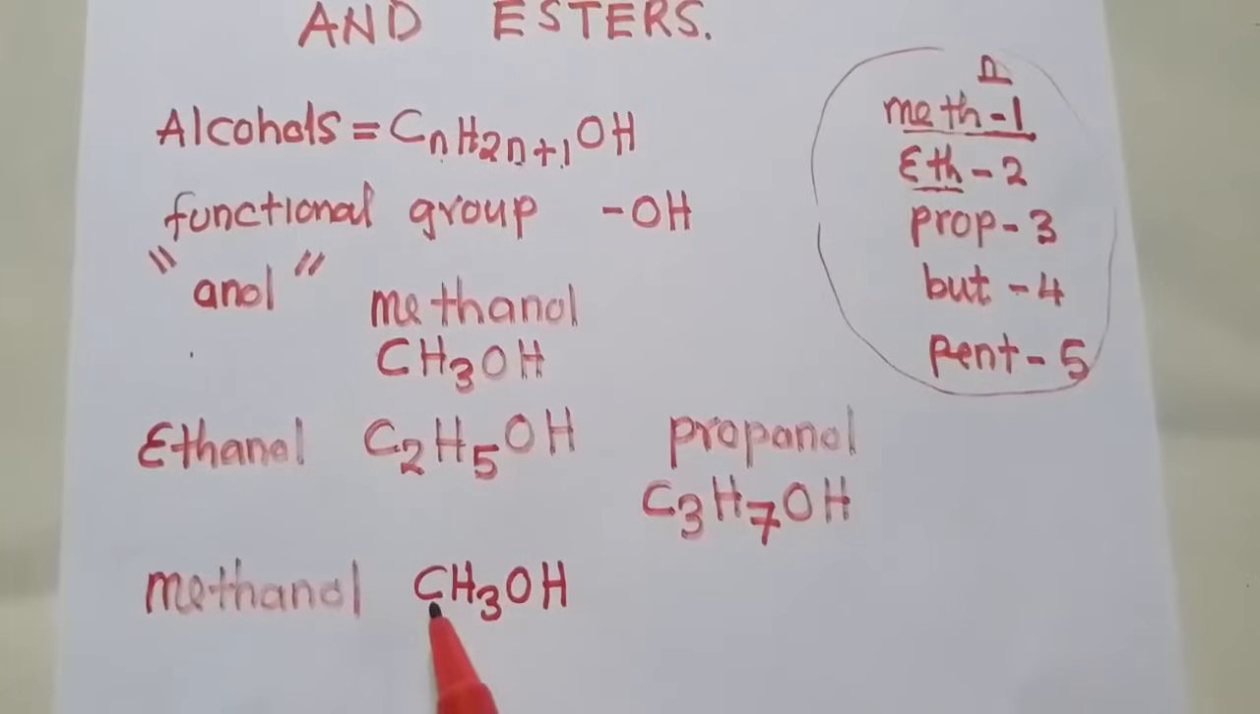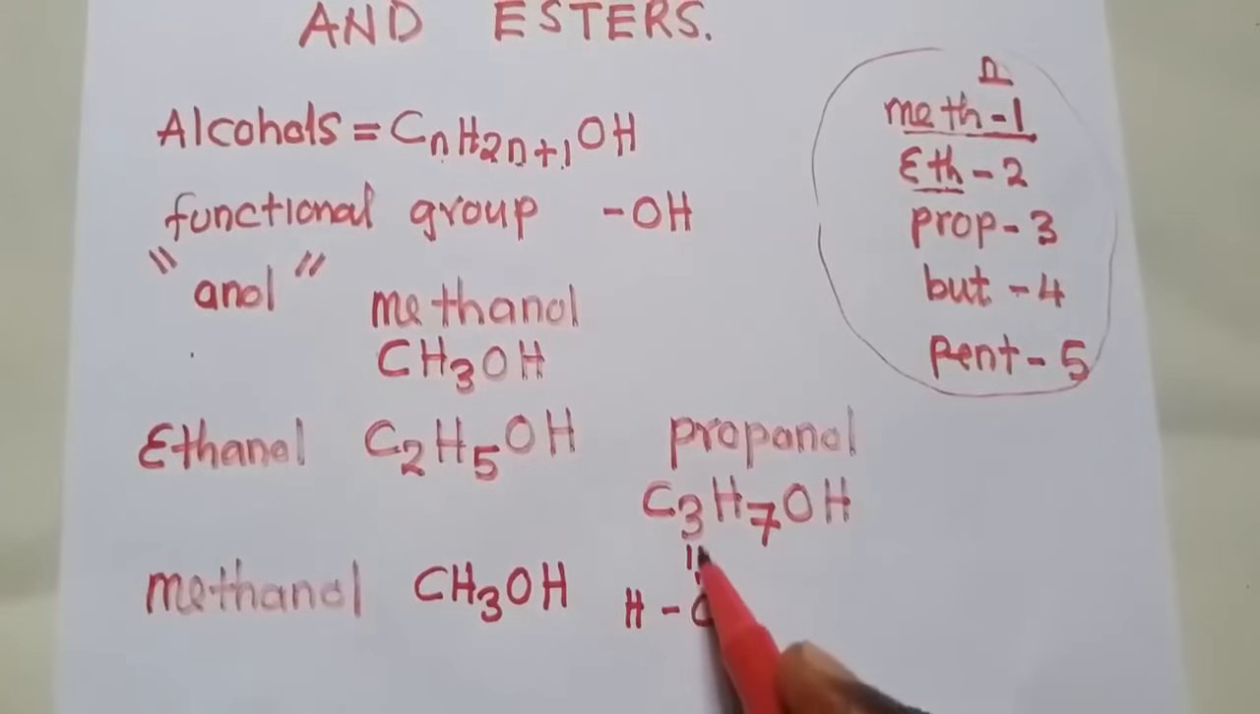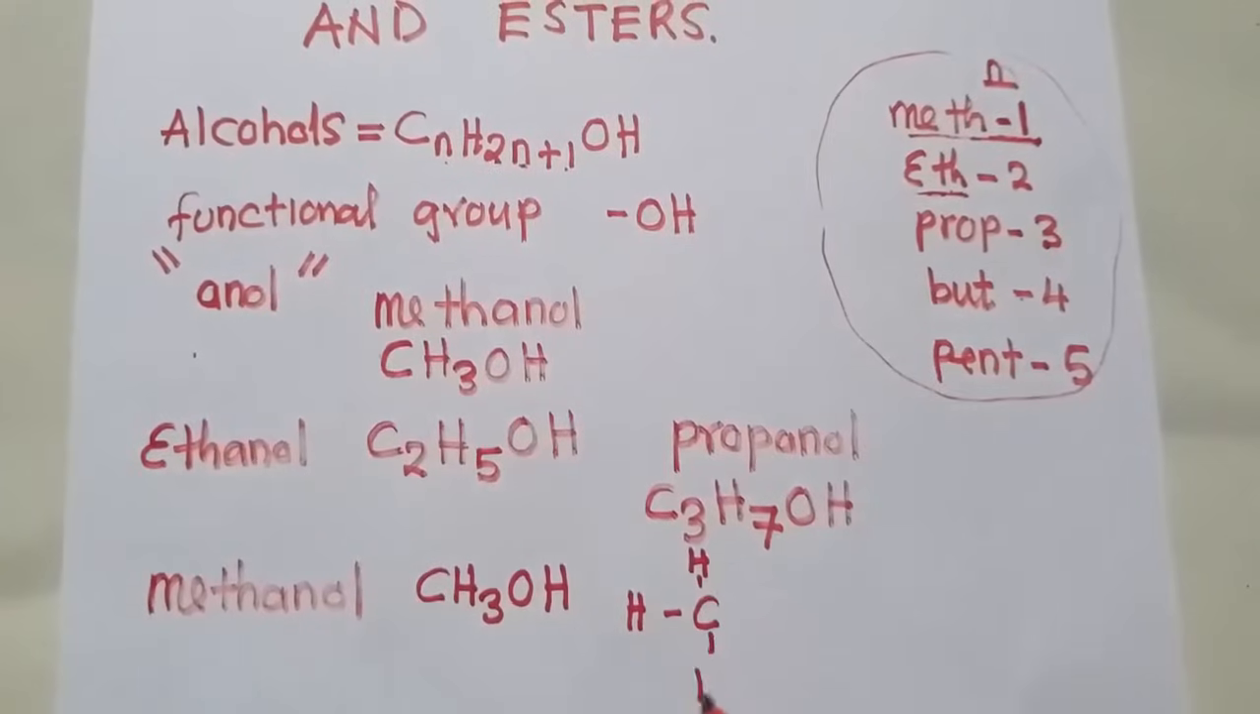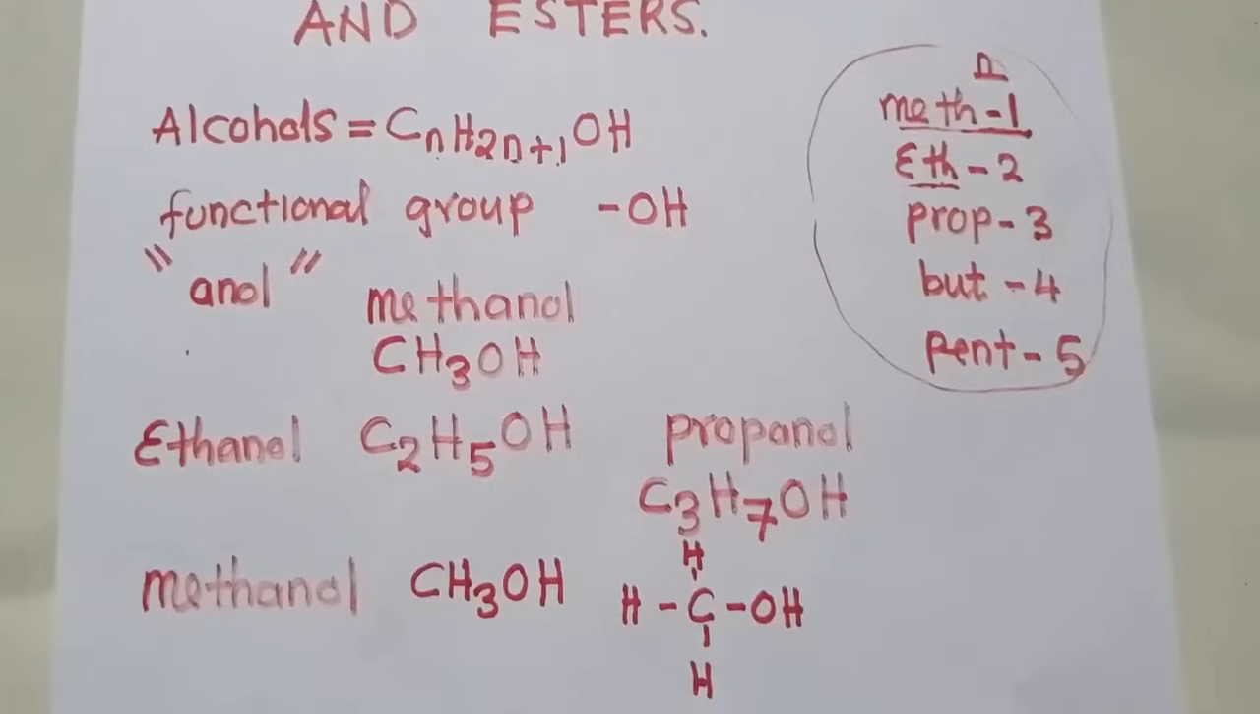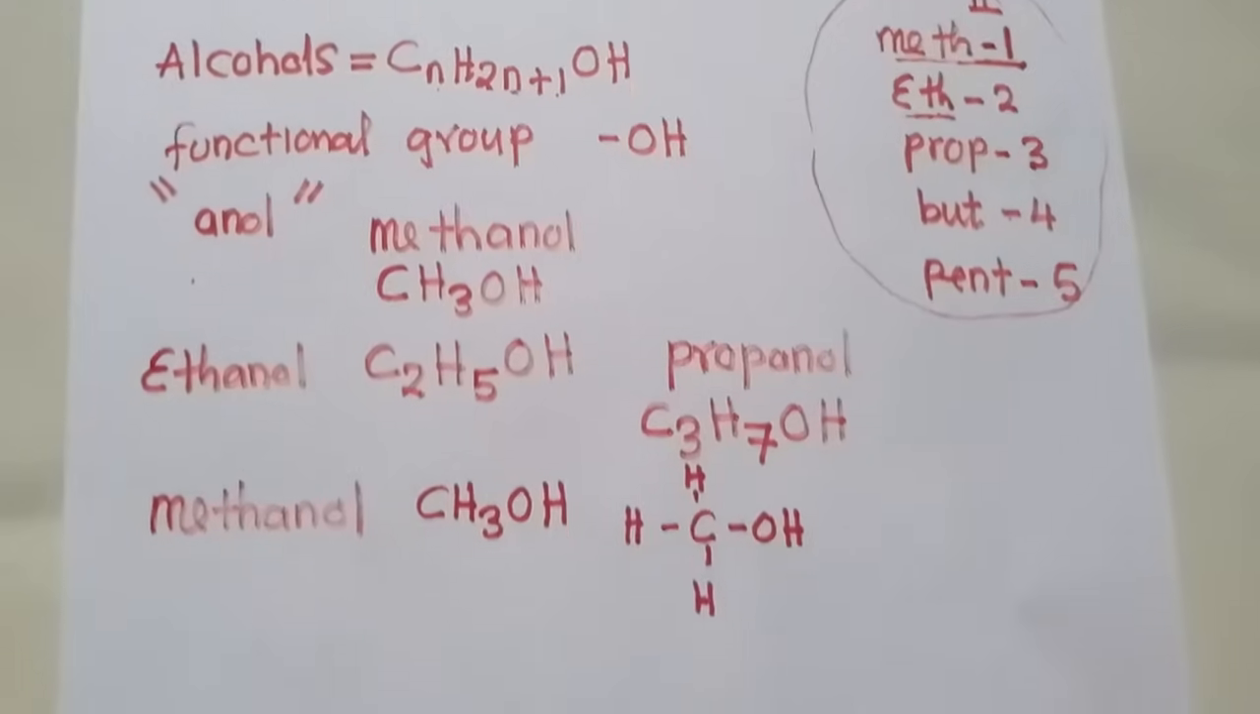This is one carbon surrounded by three hydrogens. Hydrogen on this side, hydrogen here, another hydrogen here, then I put OH. This is the structural formula of methanol. I move to the other one.